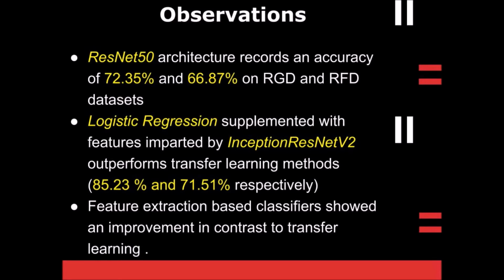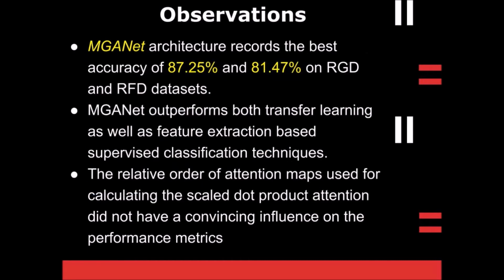The next 2 slides present the chief observations of the paper. The ResNet 50 architecture records an accuracy of 72.35% and 66.87% on the RJD and RFD datasets. Logistic regression implemented with features extracted by Inception ResNet v2 outperforms transfer learning methods. The MGNet architecture records the best accuracy of 87.25% and 81.47% on the RGD and RFD datasets.